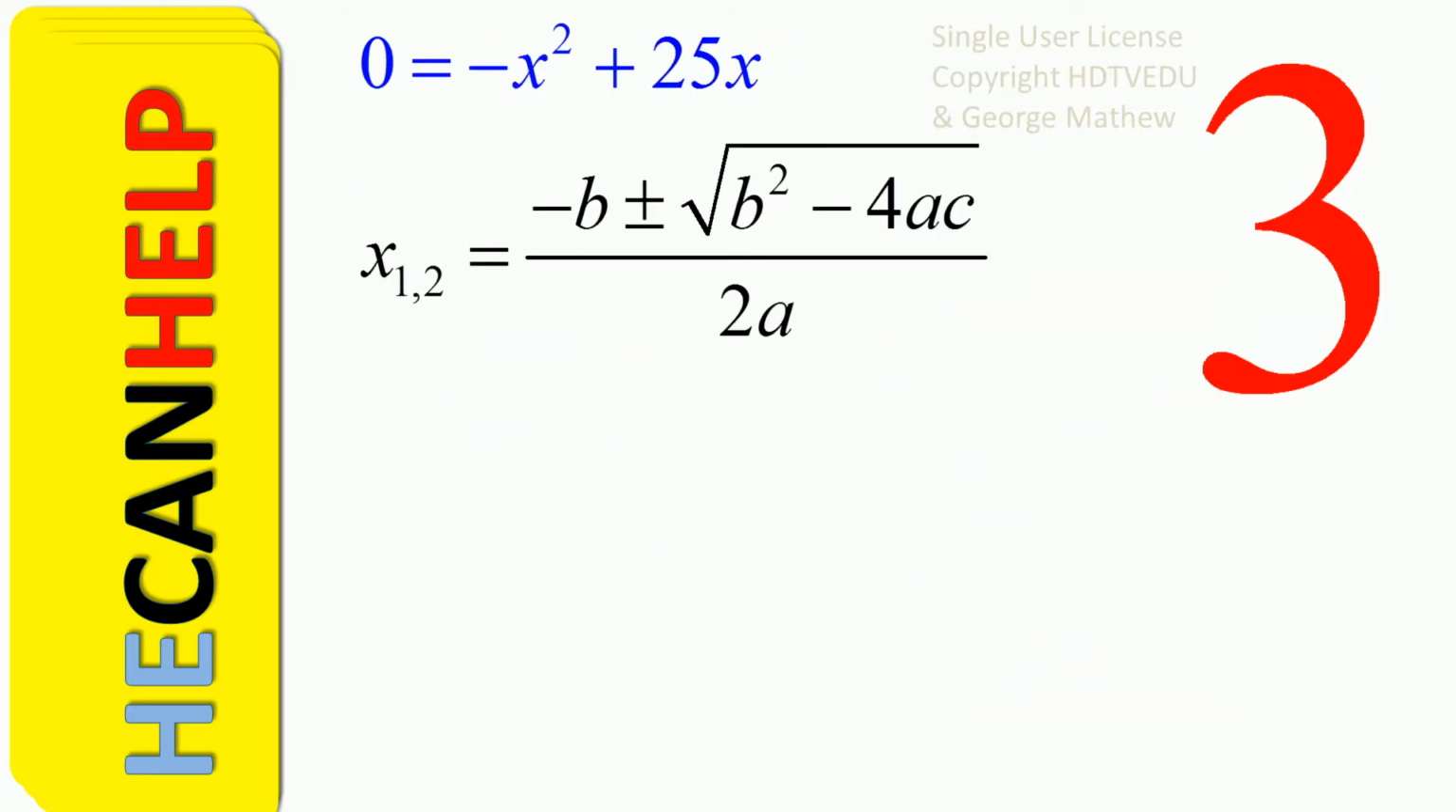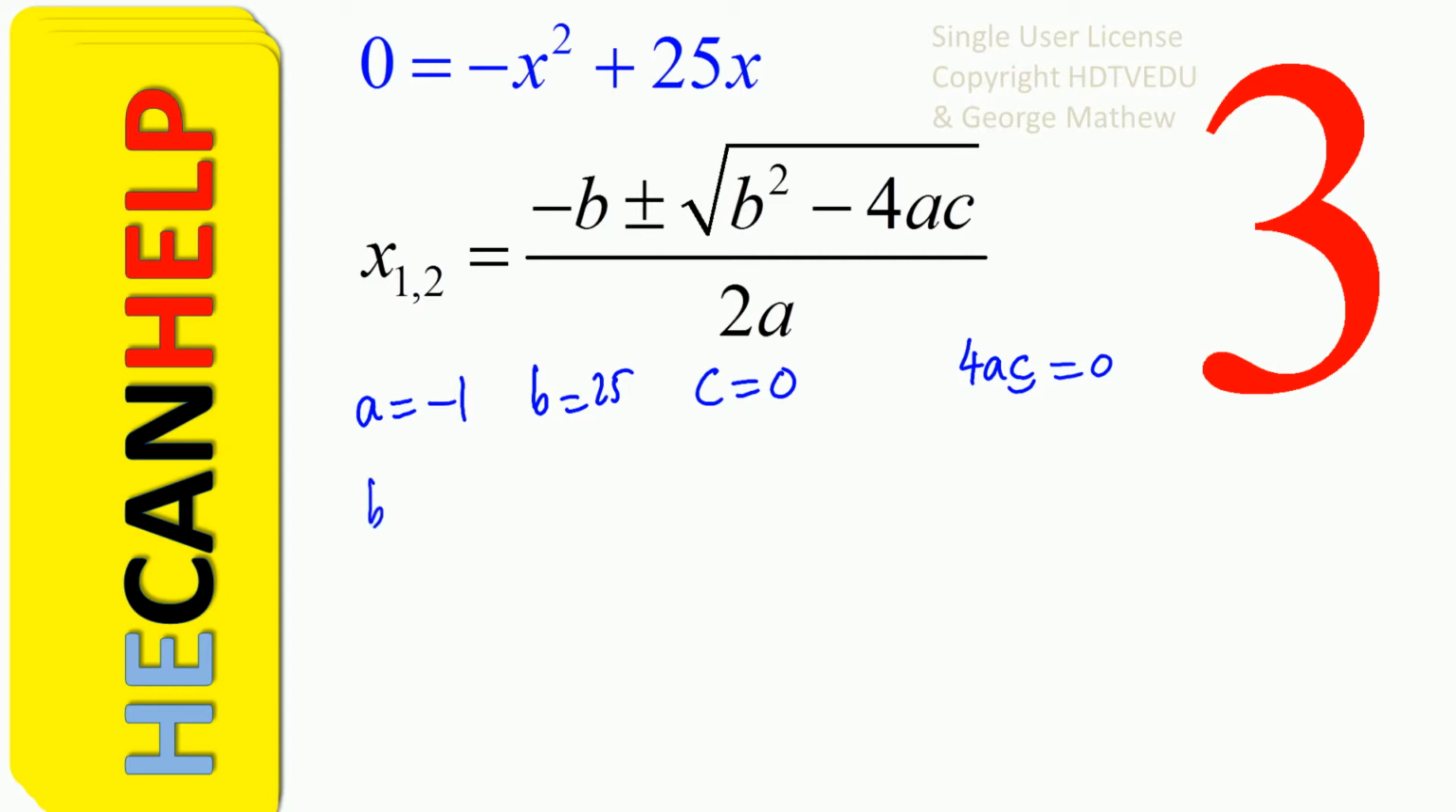Let us see if we can get the same result using the quadratic formula. So what is a? Negative 1. What is b? 25. And what is c? 0. So what is 4ac? Anytime you multiply by 0, c is equal to 0, 4ac is equal to 0.